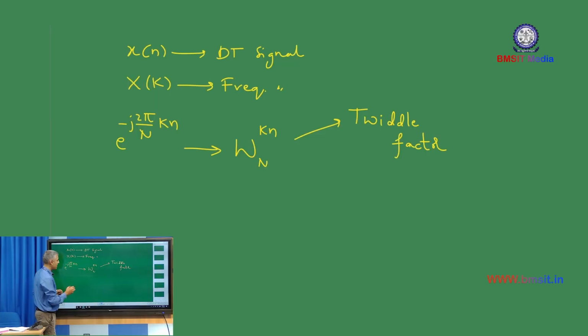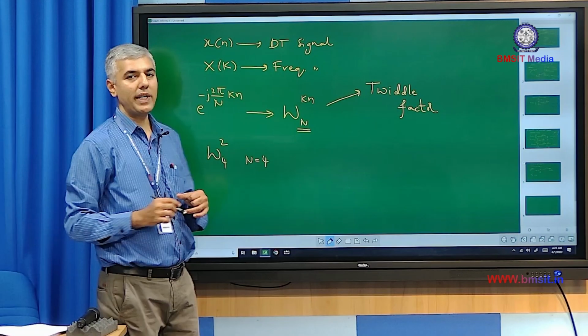Now, this represents the N point twiddle factor. There can be something like W4 raised to 2. So, what is W4 raised to 2? Here, as you can see, the value of N is 4. That means it is a 4 point twiddle factor.